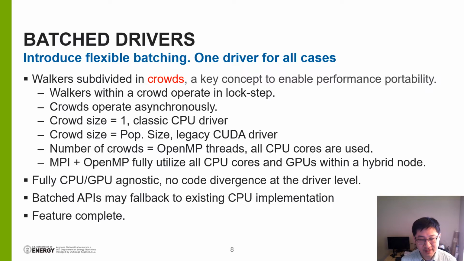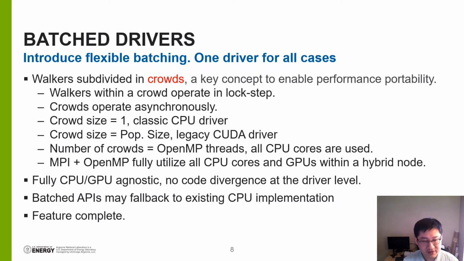We are introducing a new set of batched drivers to overcome all the limitations of the classic drivers. We need to introduce a new concept called a crowd. Walkers are subdivided into crowds. Walkers within a crowd operate in lockstep. Crowds themselves operate asynchronously. You can imagine when crowd size equals 1, it decays to the classic GPU driver. When crowd size equals the population size, batched drivers decay to the classic CPU drivers. But we recommend you avoid forcing both these limits.